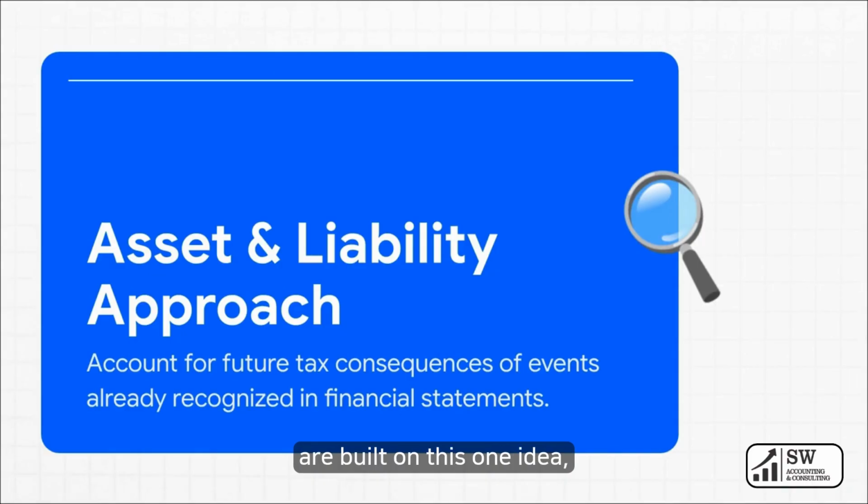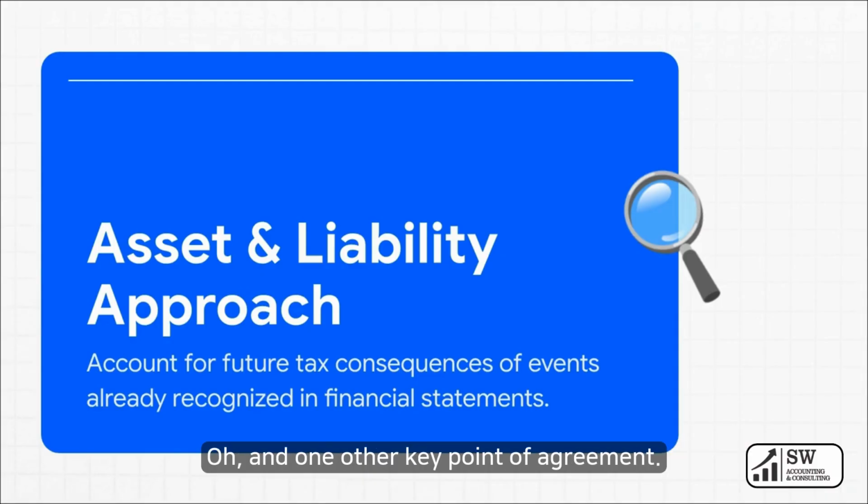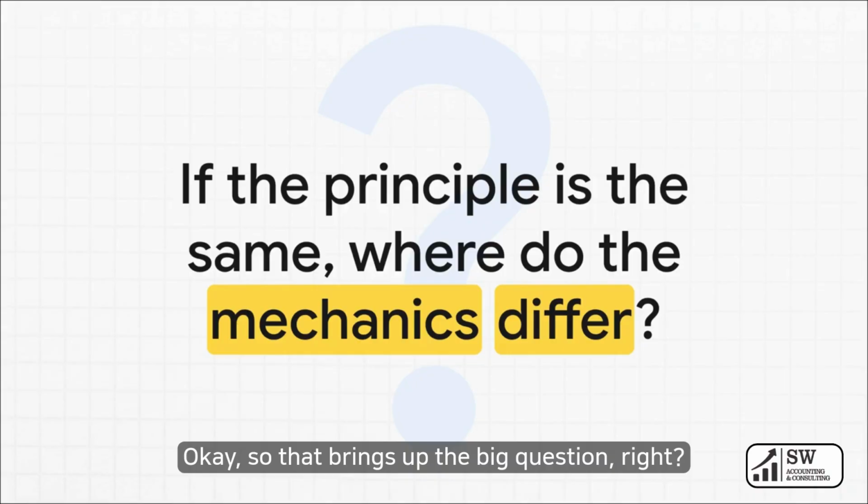Both ASC 740 and IAS 12 are built on this one idea, the asset and liability approach. And the logic is pretty straightforward. If you've already recorded something in your financials, you also have to record its future tax effects. That's what creates your deferred tax assets and liabilities. Oh, and one other key point of agreement. Both standards say absolutely no discounting these balances to present value.